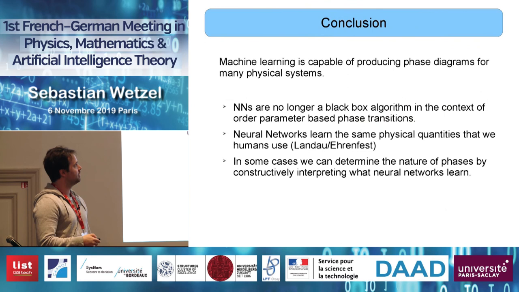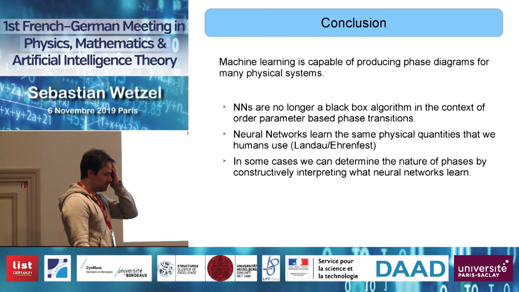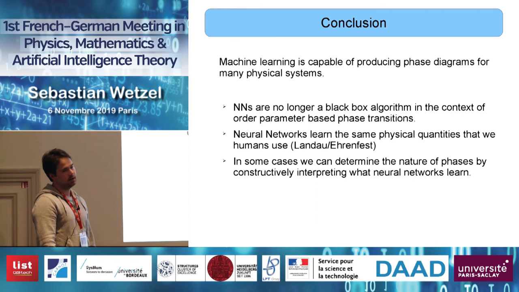This is then the end of my talk. So machine learning is capable of producing phase diagrams for many physical systems. Neural networks are now no longer a black box algorithm in the context of order parameter-based phase transitions. I have not examined any systems that show a different phase transition, so I don't know what the interpretation tells us about what neural networks learn in these cases.